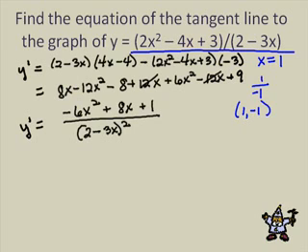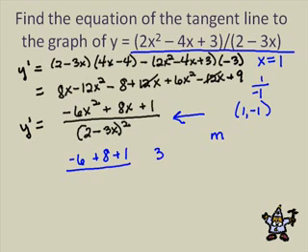Then we need the slope at the point where x is 1. So we substitute that into our slope formula. Now we put the 1 in there. We get negative 6 plus 8 plus 1, so that's going to be 9 minus 6, or 3. And in the denominator, when we plug in a 1, we get 2 minus 3, so negative 1 squared.